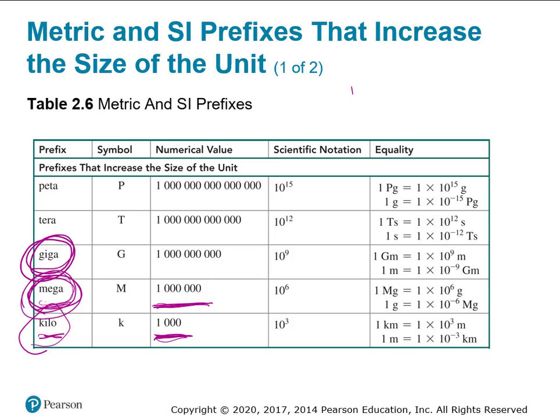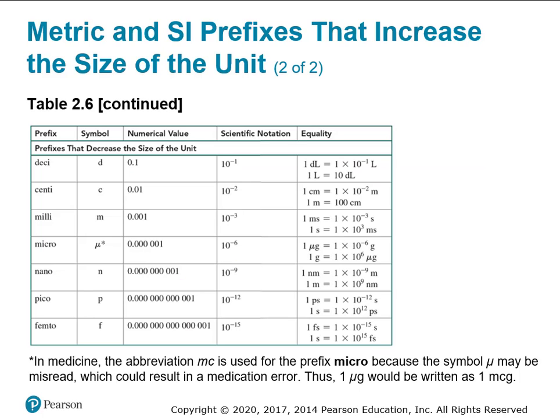Same with a giga. You've heard of a gigabyte. Well, that's 1,000,000,000 bytes. And then there's tera and there's peta. And you can see how they get bigger and bigger by factors of 10. Here are prefixes that decrease the size of the unit. Comparatively, we said a megameter was 1,000,000 meters. A centimeter is 100th of a meter.